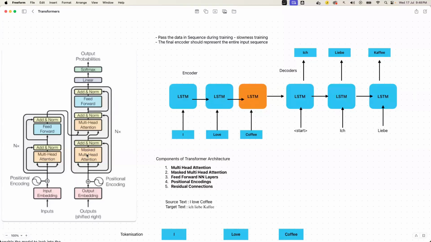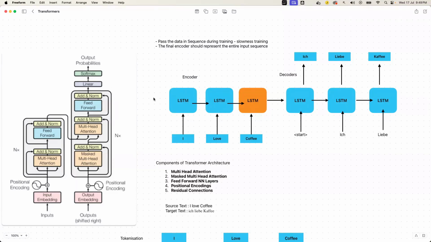It is going to mask the future words so that it can only look into the current word or the previous words. So that's the role of this masked multi-head attention. Then the output from this masked multi-head attention, along with the Q and K components from the encoder, will be sent as an input over here. So Q, K, and value from the masked multi-head attention will be sent as an input.